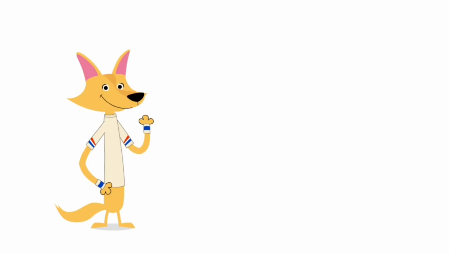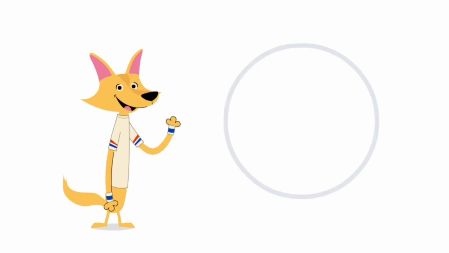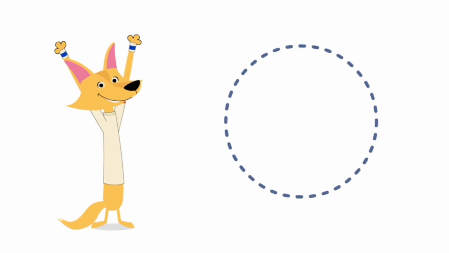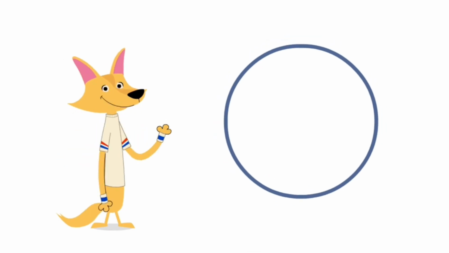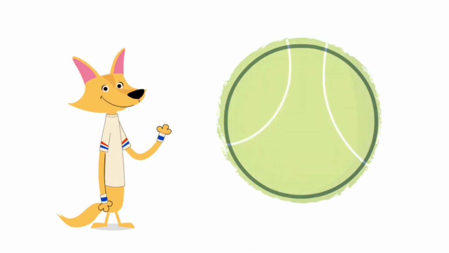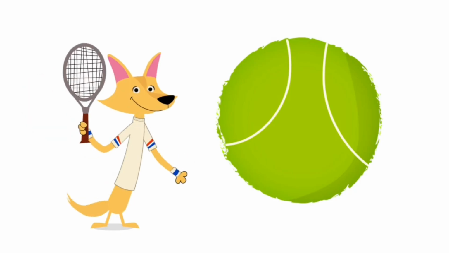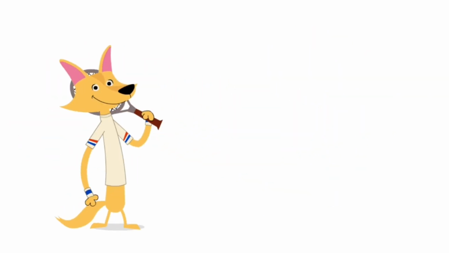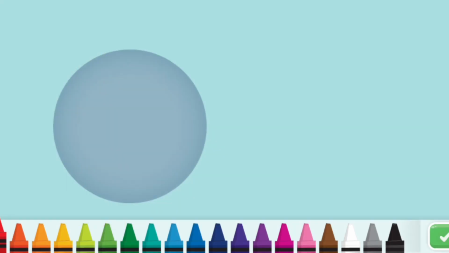Hi! This is a circle. A circle is one line that goes all the way around. There are no corners. An example of a circle is a ball. A circle! Good game! Draw your own circle.